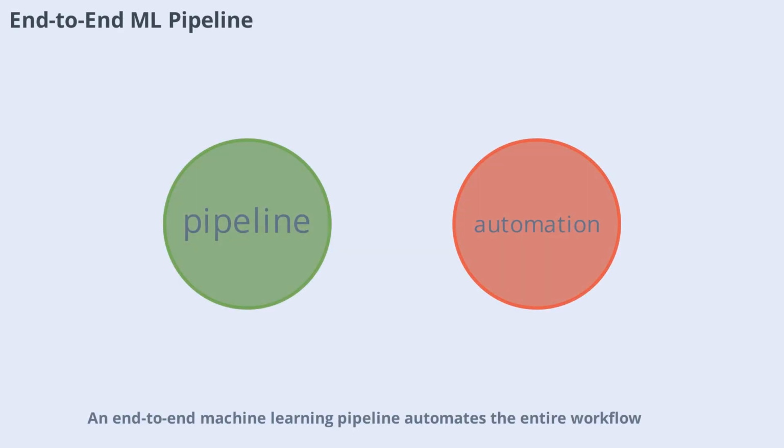End-to-end machine learning pipeline automates the entire workflow, from data ingestion and preprocessing to feature engineering, model training, and evaluation. By chaining these steps together, you ensure consistency and reproducibility. Pipelines are essential for scaling machine learning solutions and preventing errors like training-serving skew.